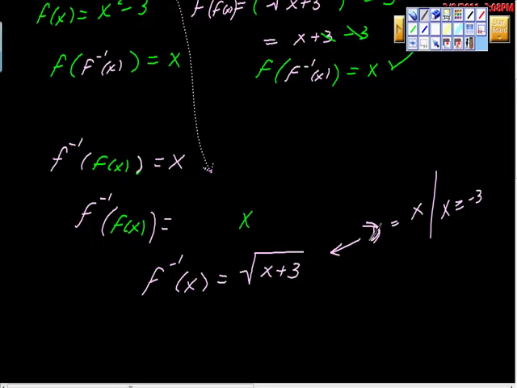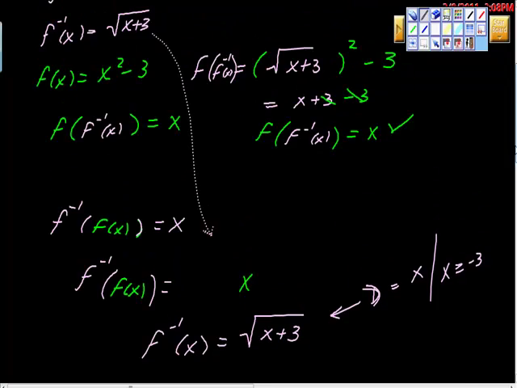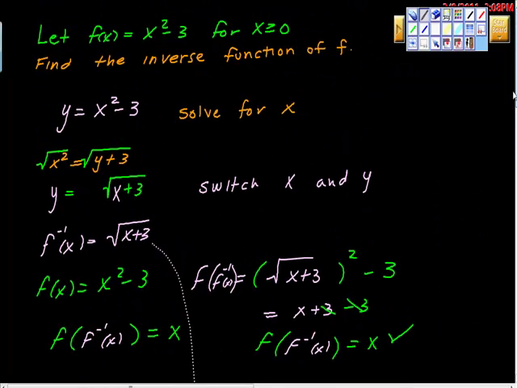All right? Not simple, a lot of stuff, but go through and look at what we do here. It's the same algorithm over and over. Solve for x. That was the first thing you should do. After you solve for x, switch x and y. Go back to function notation, the inverse of f of x. Go back and satisfy the two conditions.